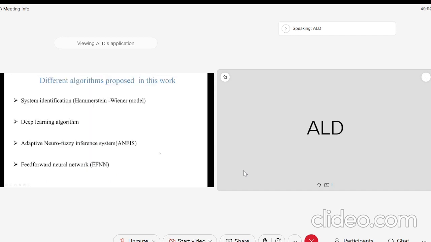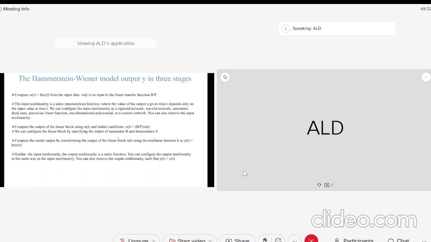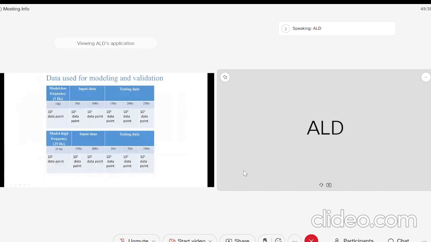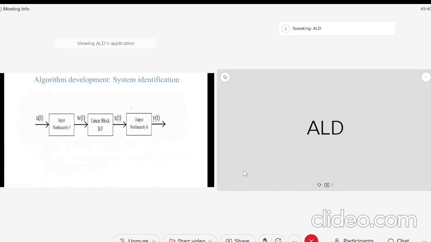Now coming to the different algorithms proposed in this work. First is system identification. There are lots of system identification methods, but here we choose the Hammerstein-Wiener method. Then the deep learning algorithm, GRU, gated recurrent unit, is the GRU algorithm we are using. Then ANFIS and a feed forward network are proposed for our work.